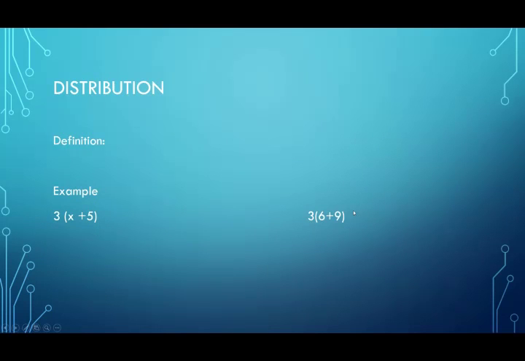Alright, so one more thing we're going to talk about is distribution. The definition of distribution is it allows you to remove grouping symbols to simplify expressions. So when you're given something like 3 times (x plus 5), when you have a number up against something in parentheses, you need to take that number 3 and multiply every single thing in parentheses.